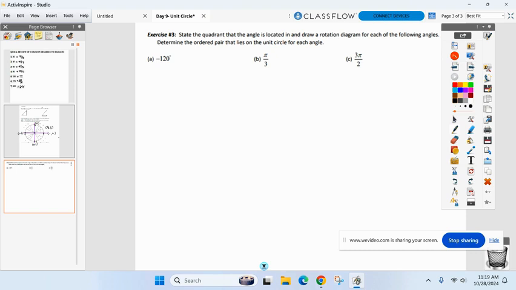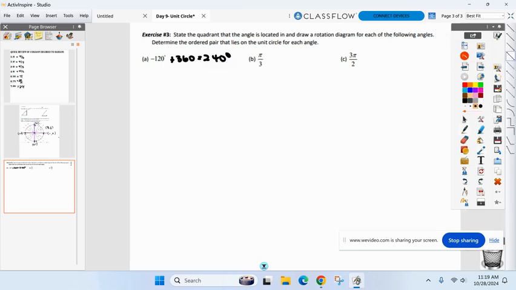Okay, so negative 120, you guys know how I feel. I don't deal in the negative department. What do you want me to do? Add 360 to it. So really we're focused on 240 degrees here. All right, so first 2 are review.